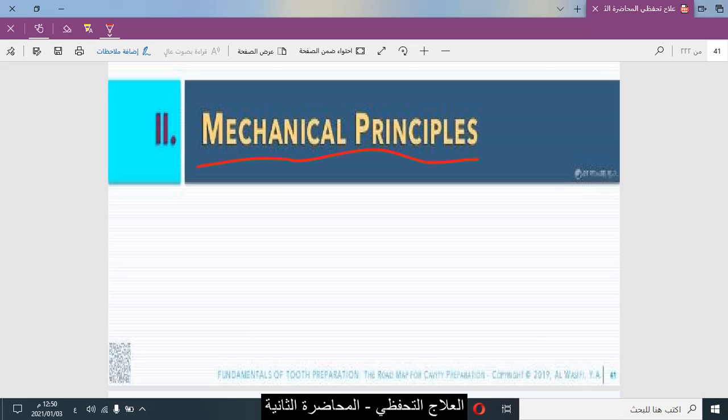The second thing, the other thing which we mentioned now, is that we have to follow the anatomy of the tooth during cutting. So we have to follow the anatomical shape of the occlusal surface, and we retain the tooth into the normal morphological shape.